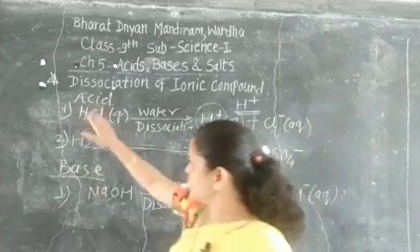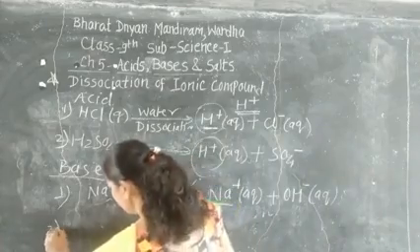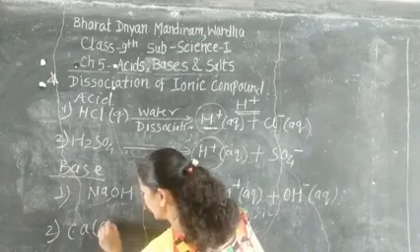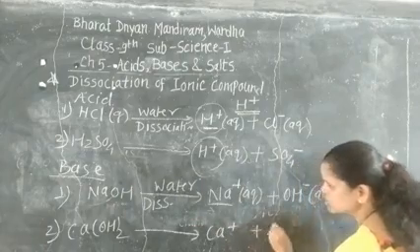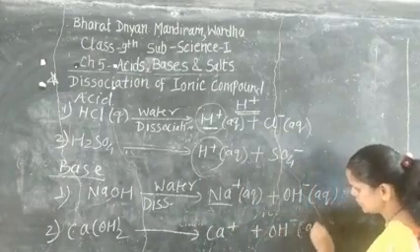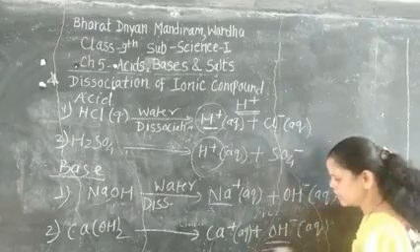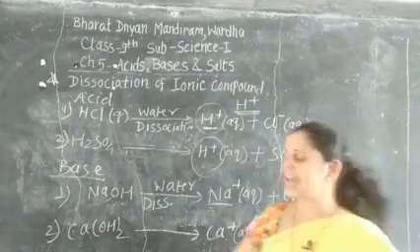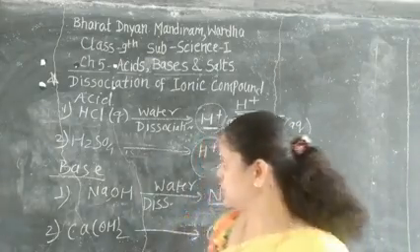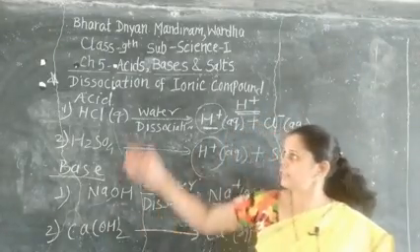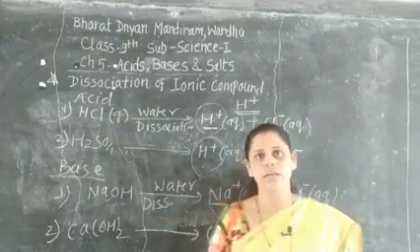Then, students, let's see one more example: calcium hydroxide, Ca(OH)2. After dissociation, Ca2+ ion plus OH- ion in aqueous solution. Here in this example, OH- ion is formed as an anion, so calcium hydroxide is also a base. Clear? And this was today's lecture. I hope you understood all the terms: dissociation, acid and base according to Arrhenius.